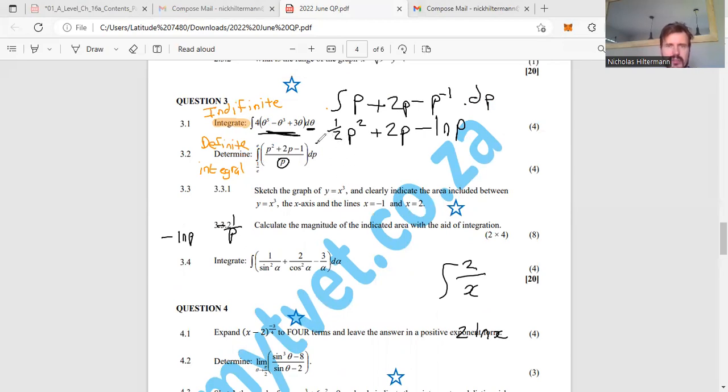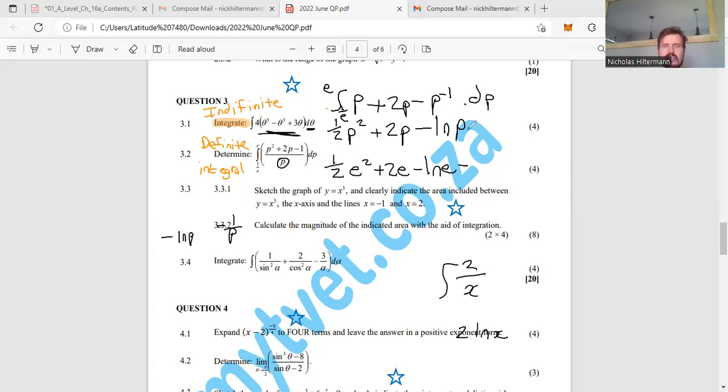So now I want the region, so that is the integral from e to minus 1 over e. So what I would then do is substitute in e for p. So we'll do a half e squared plus 2 times e minus ln e. That's the first region. Minus, so we'll do that in.